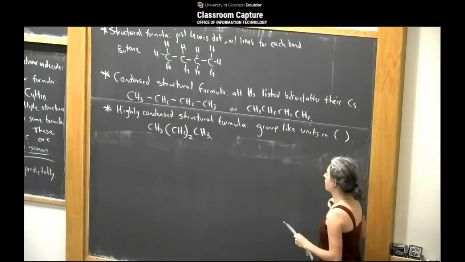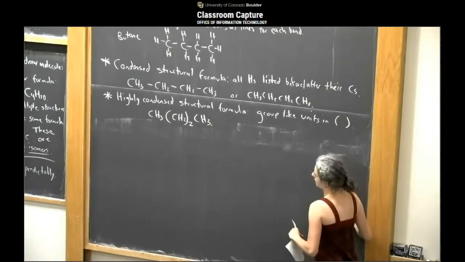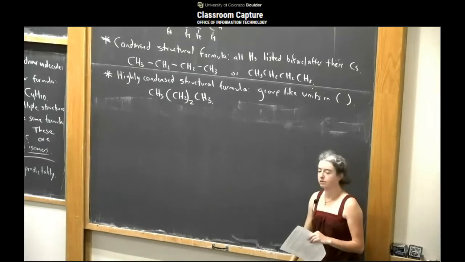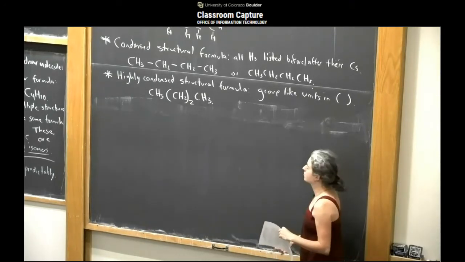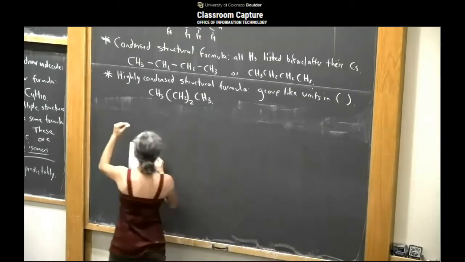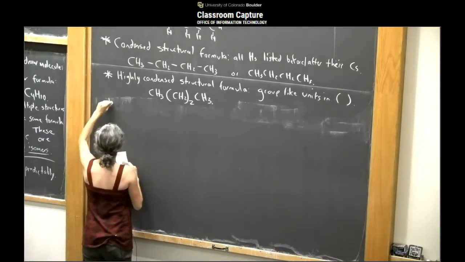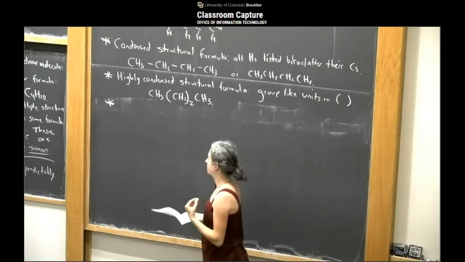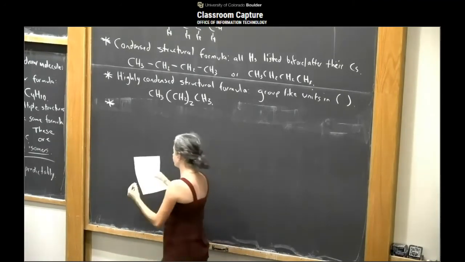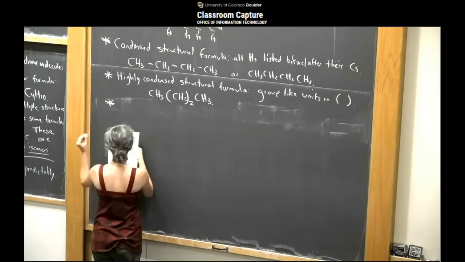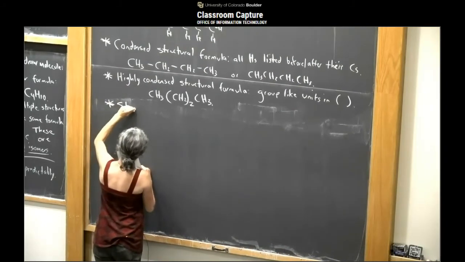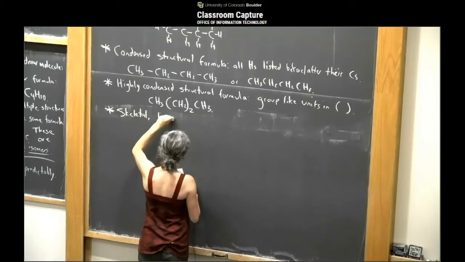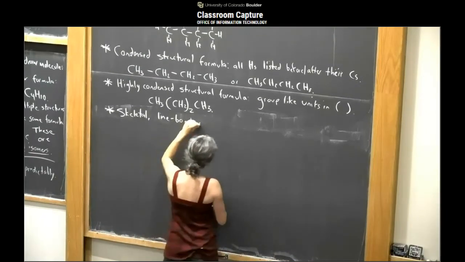Okay. So all of these still involve writing out letters. So there's an even more efficient way to do things that takes a little bit more getting used to than looking at these. So this last one is what we're going to see most heavily in this class. Those of you taking lab have already seen it a little bit. So it's got a few names: skeletal, or line bond, or zigzag.